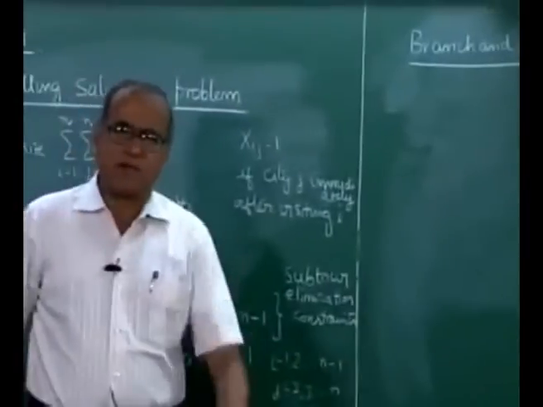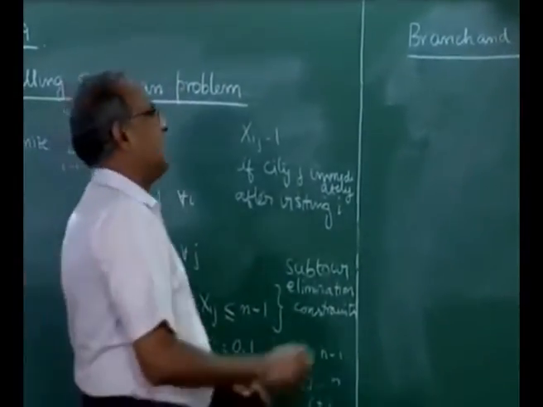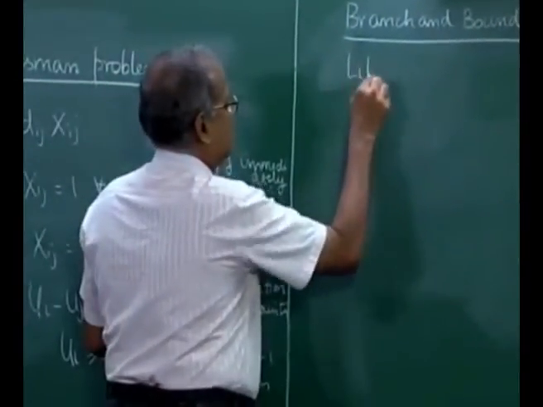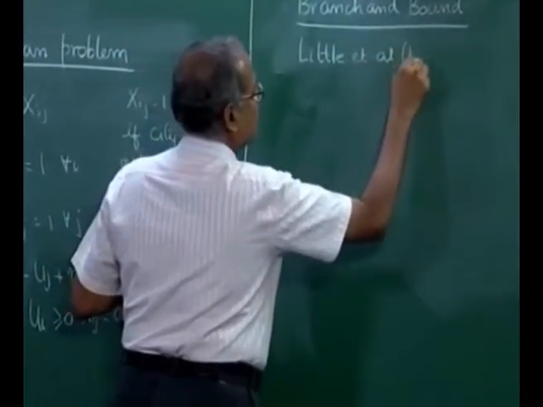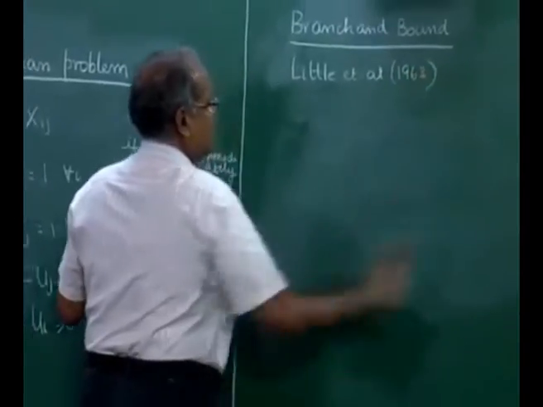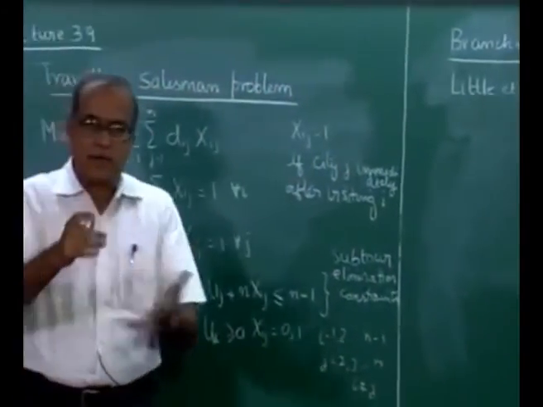There are several types of branch and bound algorithms that are available. The more popular one is the one by Little and 3 other authors. Now, this is based on the penalty approach.